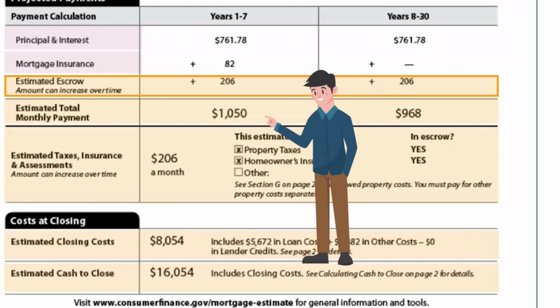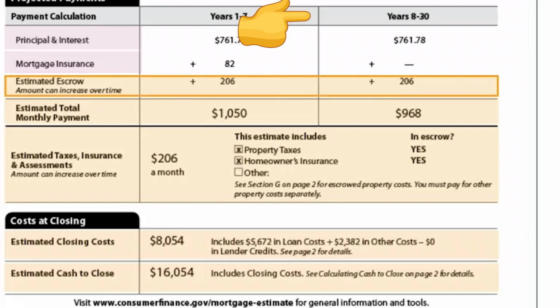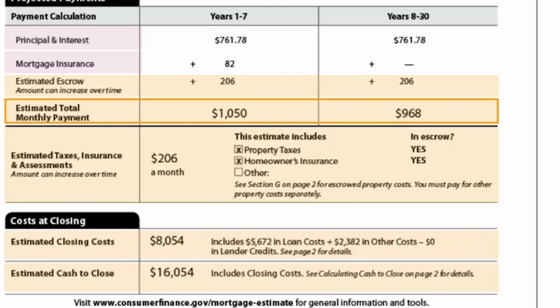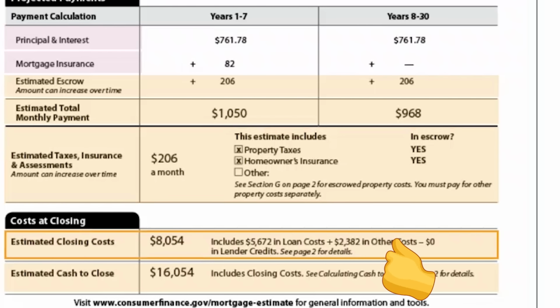Now, the mortgage insurance, it's important. If you look over to the right, it'll say years 8 through 30. That's basically telling you that after 8 years, or in year number 8, the mortgage insurance will drop off. Now, go down below, it shows the estimated taxes, insurance, and assessments are $206 a month, which includes property taxes and homeowners insurance. And then the estimated closing costs and the estimated cash to close.